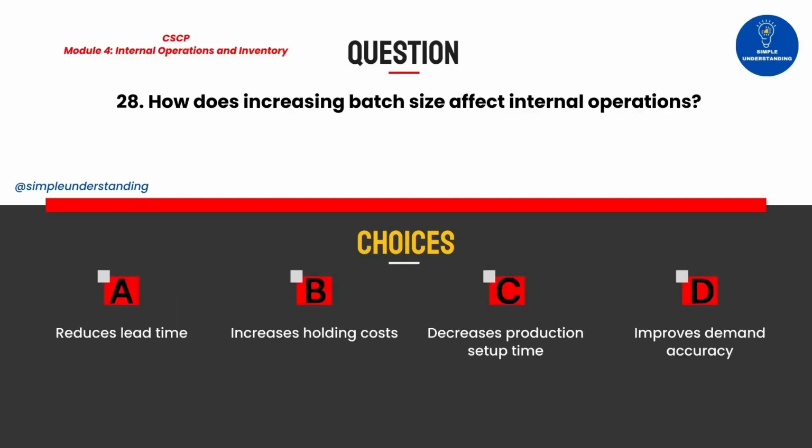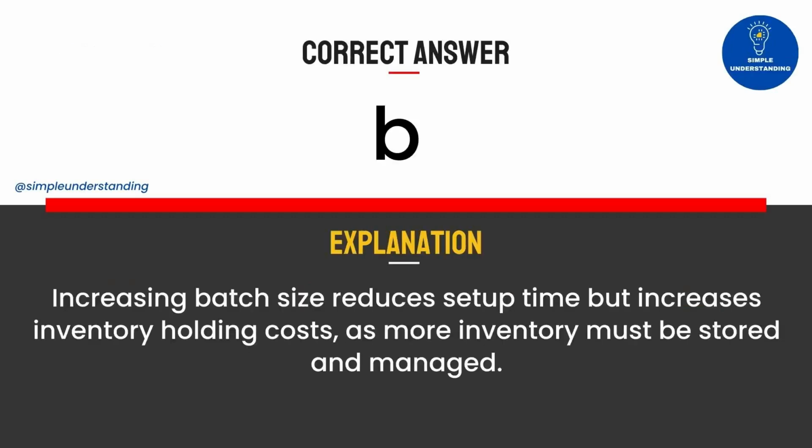28. How does increasing batch size affect internal operations? A. Reduces lead time. B. Increases holding costs. C. Decreases production setup time. D. Improves demand accuracy. Correct answer: B. Explanation: increasing batch size reduces setup time, but increases inventory holding costs, as more inventory must be stored and managed.